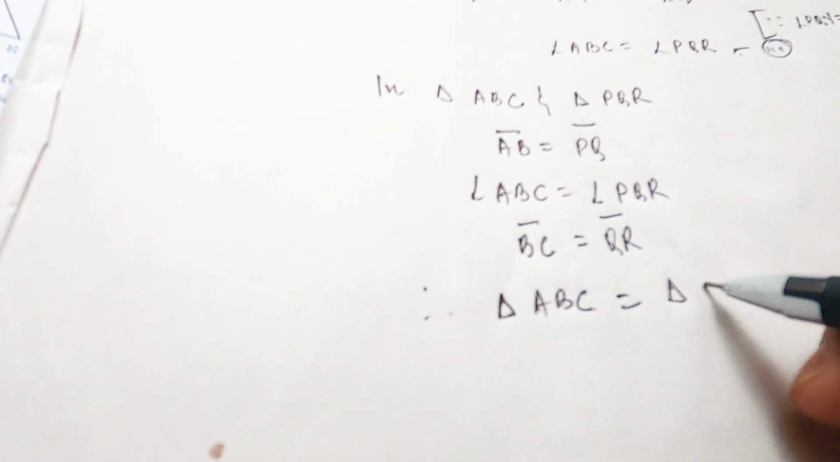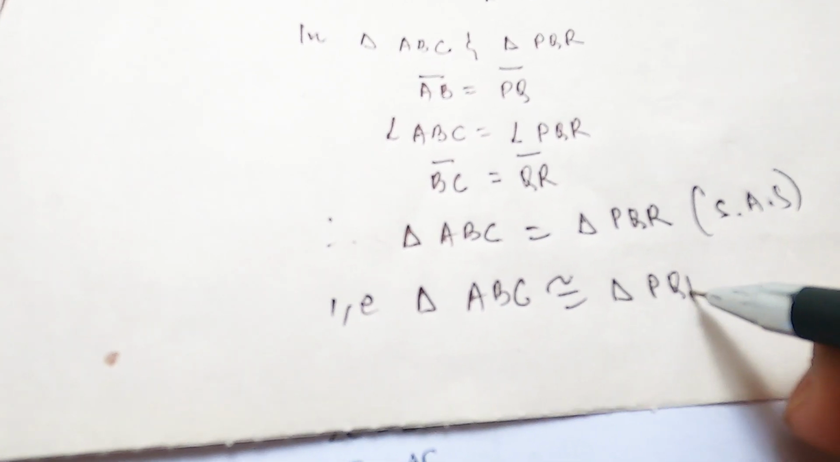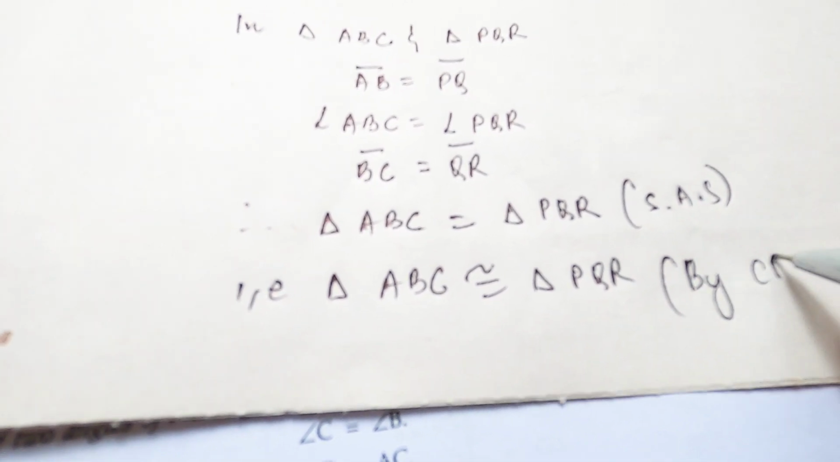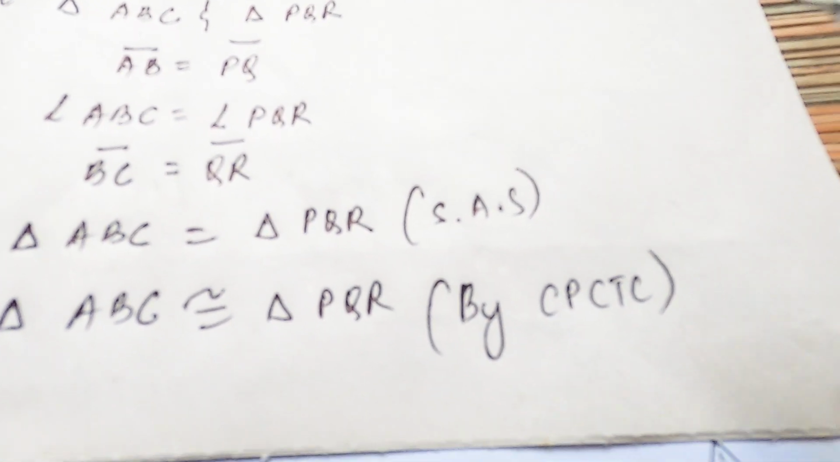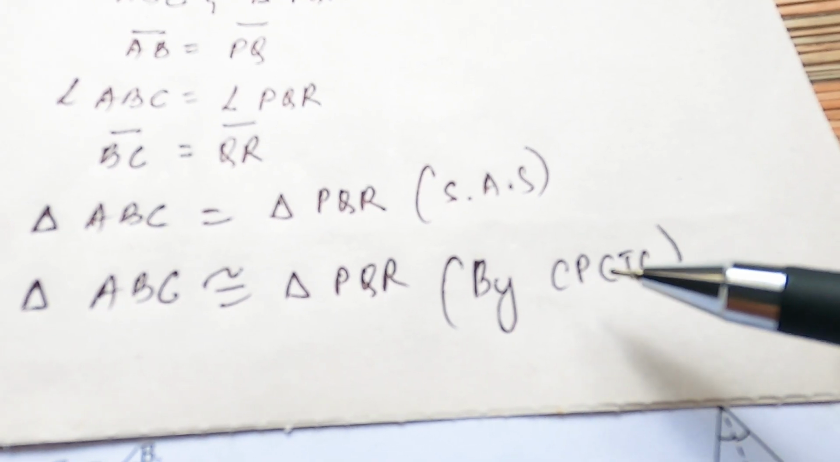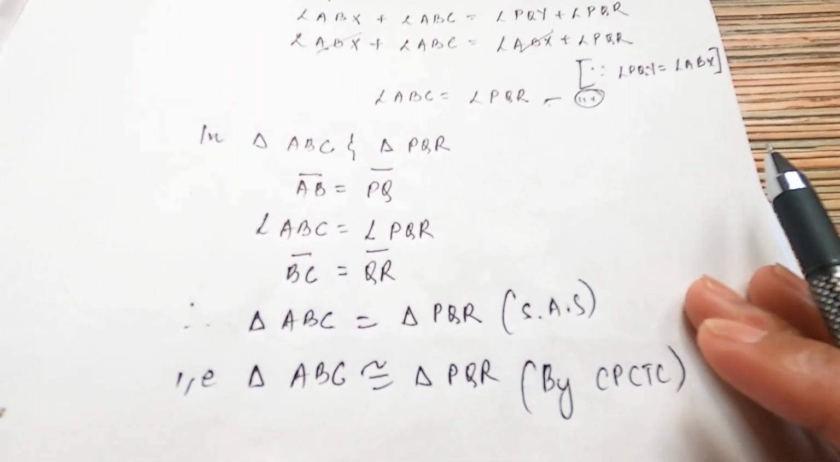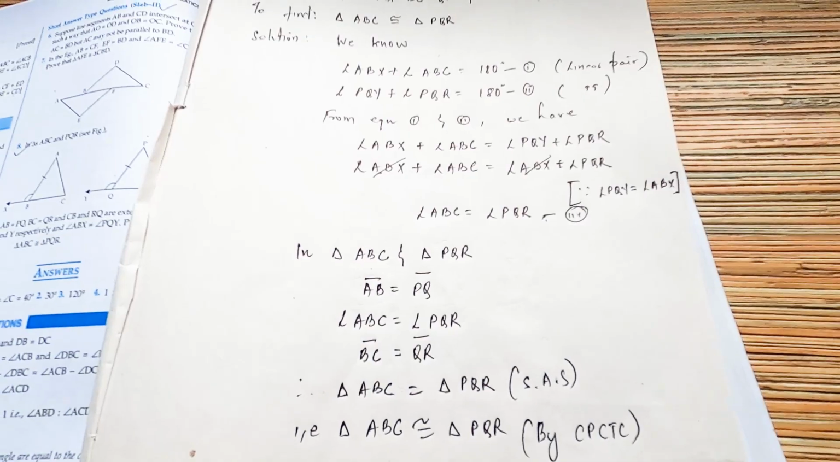All right, so this is side angle side. So therefore triangle ABC is equal to triangle PQR by side angle side. So that is, triangle ABC is congruent to triangle PQR, all right, by CPCTC. I forgot to mention, the full form is corresponding parts of congruent triangles are congruent. All right, so this will be your answer for question number 8.